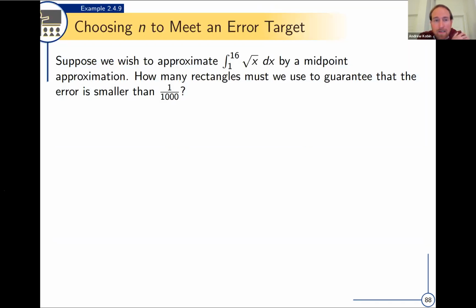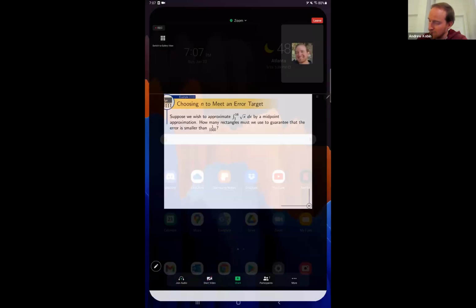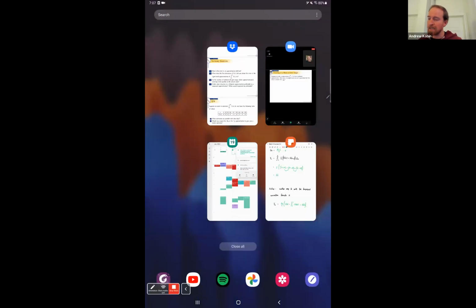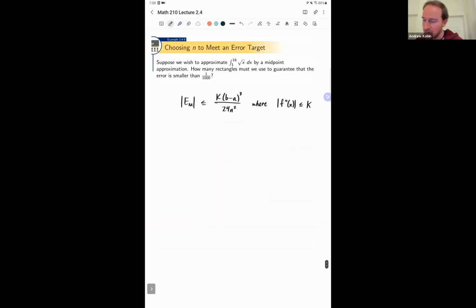So let's do one more practice problem together using the midpoint approximation, using that error bound that we just developed. So let's go back to our favorite, well, maybe not our favorite, but our well-studied function in this video, square root of x, from 1 to 16. And let's take a look at the error bound using a midpoint approximation. And we want to decide how many rectangles with the midpoint rule we have to use in order to guarantee that our error tolerance is smaller than 1/1000. So let's be even more aggressive and ask for 3 decimal places of accuracy versus 2 before.